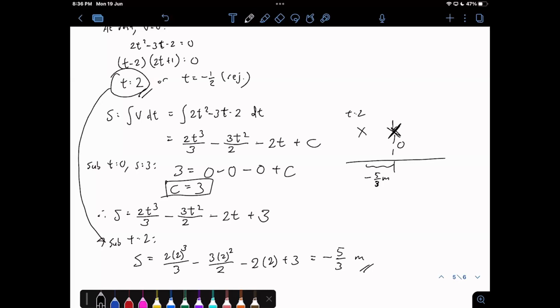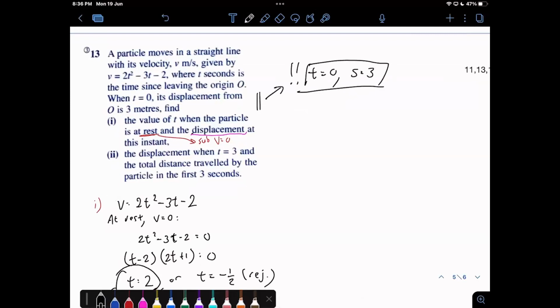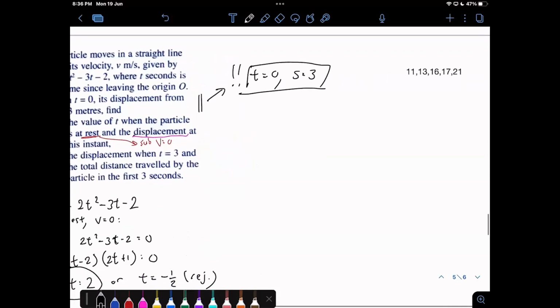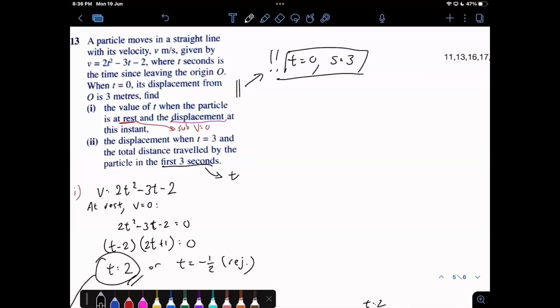Very good. Let's go on. Next, part 2: the displacement when t equals 3 and the total distance traveled by the particle in the first 3 seconds. The first 3 seconds is really just t equals 0 to t equals 3. Can you just sub in t equals 3 into the S formula and call it a day? No. When it asks for distance, it's not so simple, because t equals 2 is a turning point. It will sort of undo the displacement and then you go back like this.